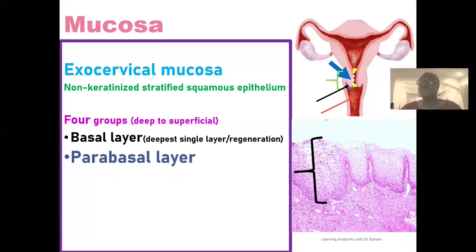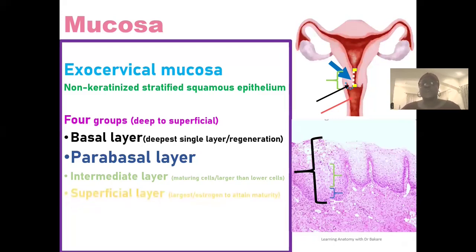More superficial to the basal layer, we have the parabasal layer. This is the parabasal layer that is carved out here in blue. If you go more superficially, you have the intermediate layer, carved out here in green. The intermediate layer cells are beginning to assume some level of maturity. These cells are bigger than the lower parabasal and basal layers, which shows that they are beginning to mature.